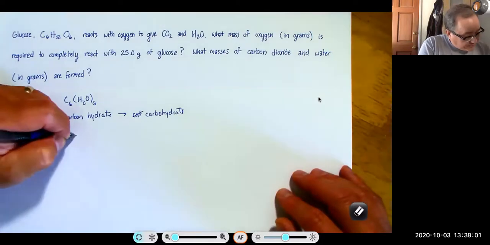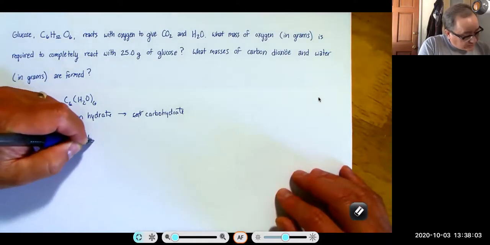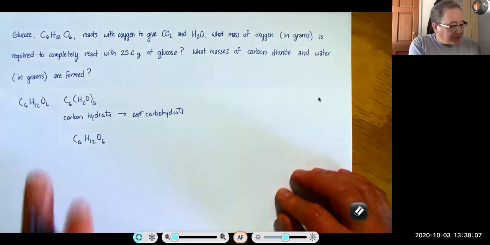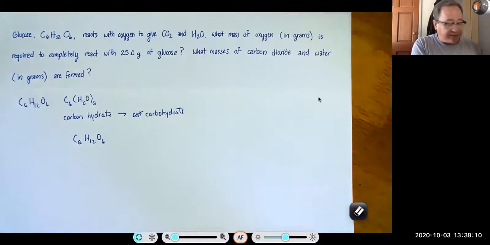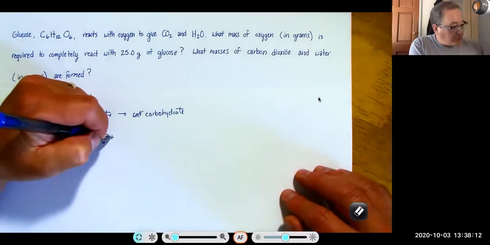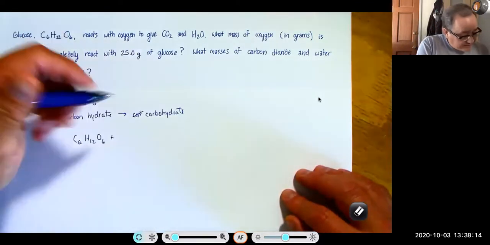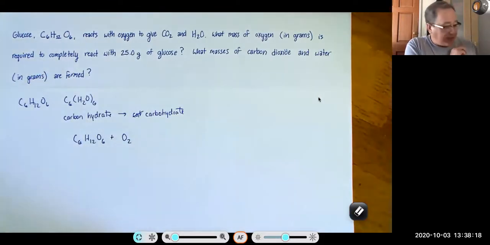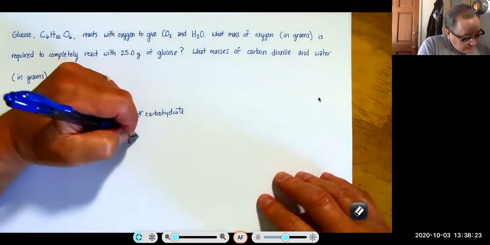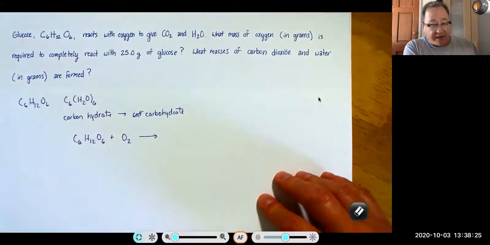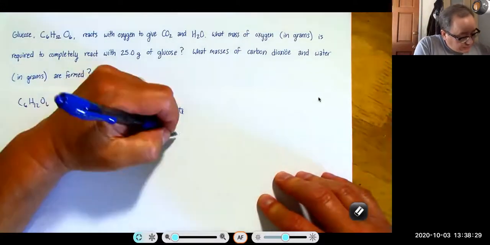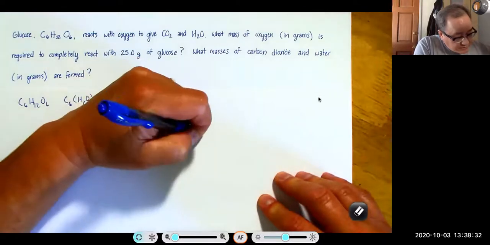So we're going to put C6H12O6. And for this, we're not going to worry about the states because there's nothing in here that says what the states are. Now, when you react this with oxygen, it is O2, not O, because oxygen is a binary molecular compound. Or I should say, binary element. Now, we're going to get CO2 plus H2O.